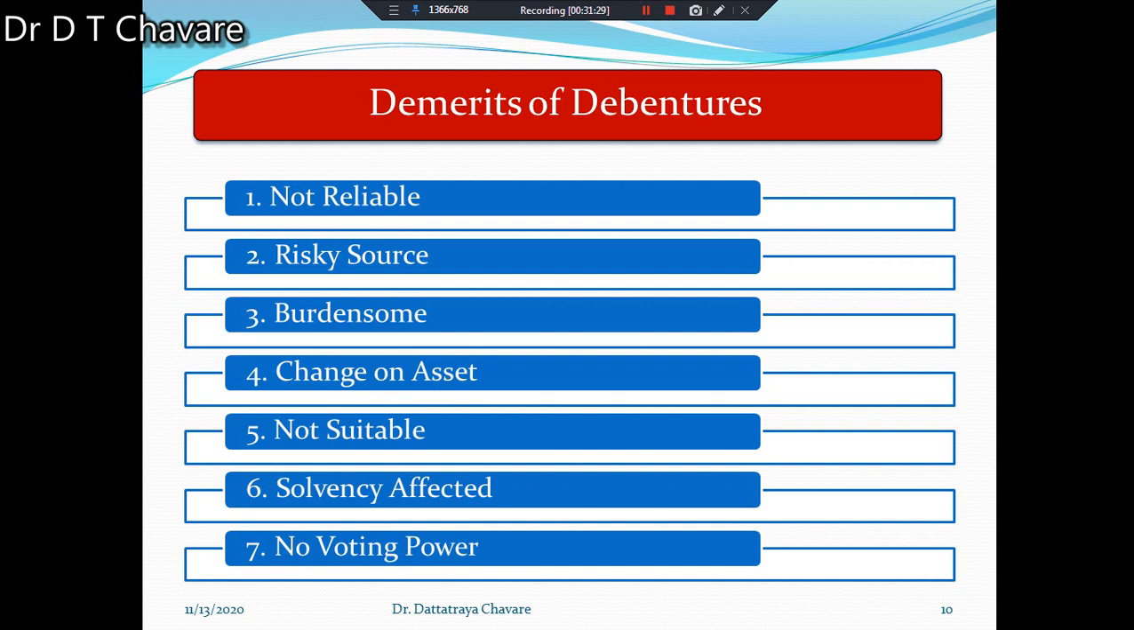Try to understand how many demerits are there. 7 demerits. What are those? First, not reliable. Second, risky source. Third, burdensome. Fourth, charge on assets. Fifth, not suitable. Sixth, solvency affected. And the last, no voting power. In this way, these are the different types of demerits of the debentures.